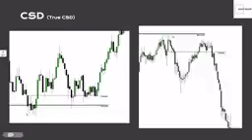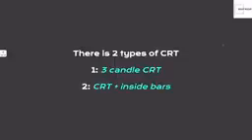So remember, the last down close candle is going to be your change in state of delivery when bullish. Thick and heavy down close candle, and vice versa when looking for a bearish order block. There's two types of CRT, the 3 candle CRT and the CRT plus inside bar.